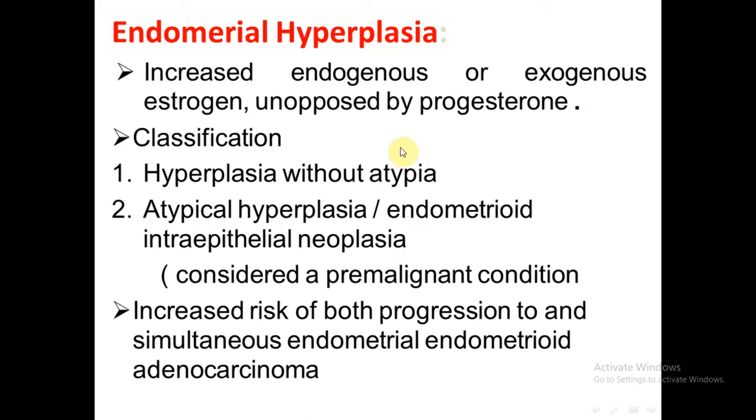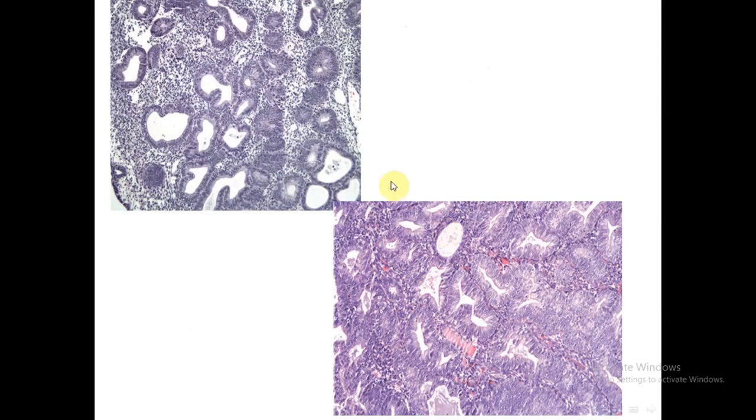The type of carcinoma that occurs in cases of atypical hyperplasia is endometrioid adenocarcinoma. Sorry, endometrioid adenocarcinoma is the consequence of atypical hyperplasia. Here we have two cases of endometrial hyperplasia.